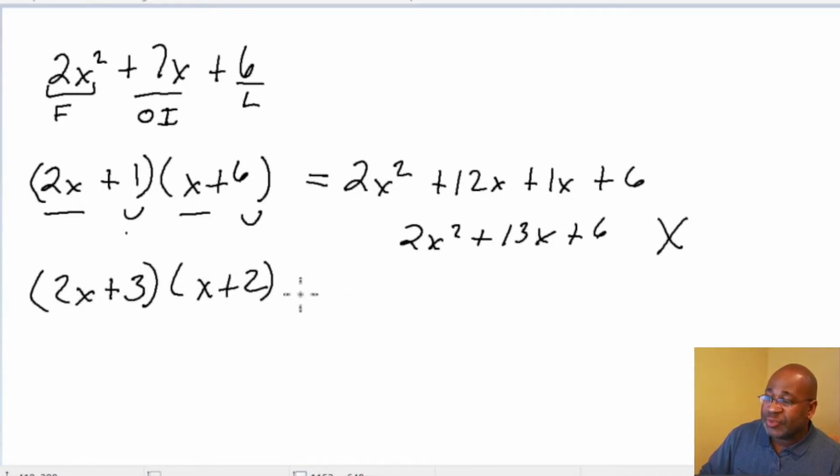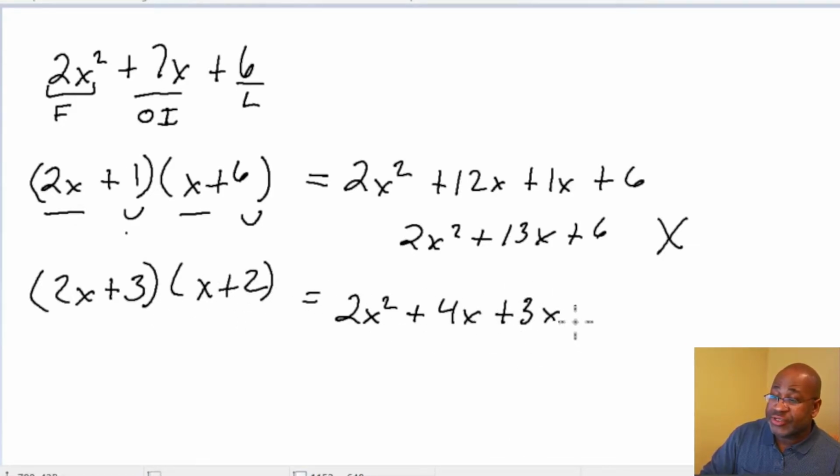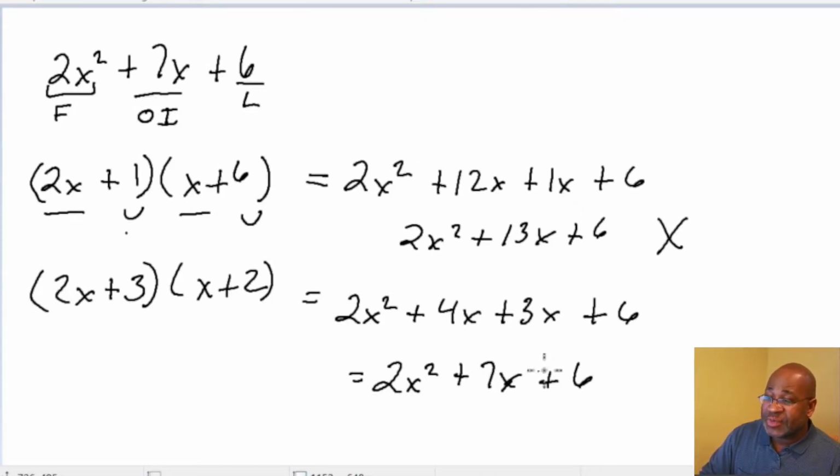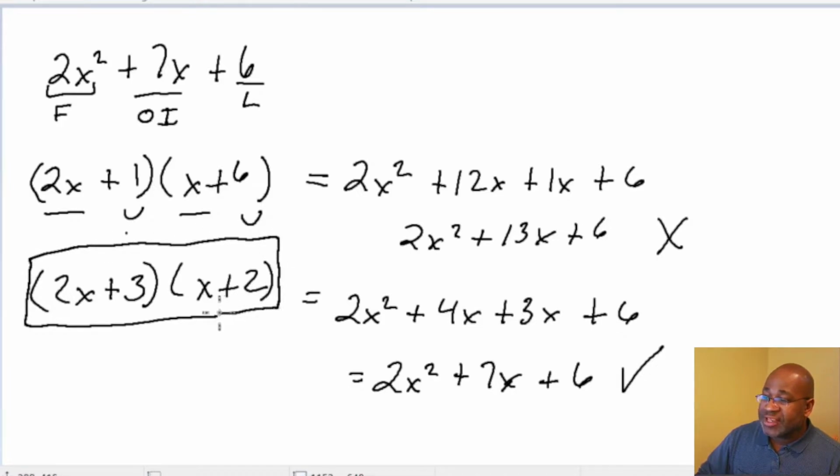All right, so now let's multiply this out and see what we get. First terms, 2x times x is 2x squared. The outer terms, 2x times 2, that's going to be equal to 4x. The inner terms, 3 times x is 3x. And the last terms, 3 times 2, that's equal to 6. So if we combine the middle terms here, 4x plus 3x, that is equal to 7x. So 2x squared plus 7x plus 6, that is the same as what we had originally. So that tells us that this (2x plus 3) times (x plus 2) is going to be the factored form.